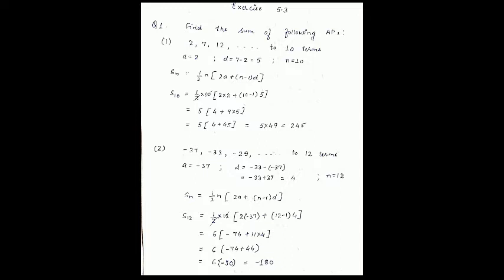I hope the first sum is clear to you. Now in the similar way we will solve the second part of this question. The second part is minus 37, minus 33, minus 29, up to 12 terms. Here a, which is our first term, is equal to minus 37. d is the common difference, second term minus first term, so it will be minus 33 minus of minus 37. Minus minus will be plus, so minus 33 plus 37, which is 4. And n is given to us as 12.